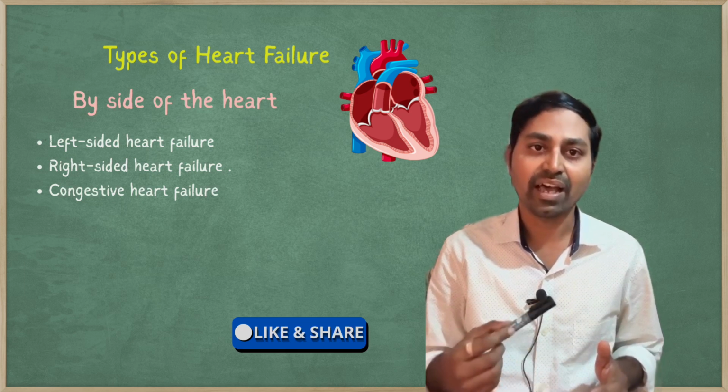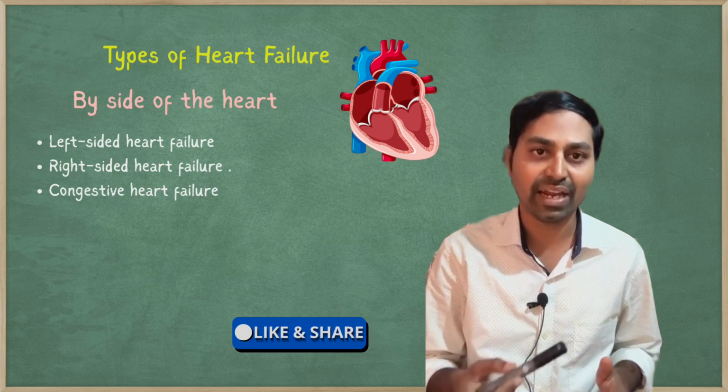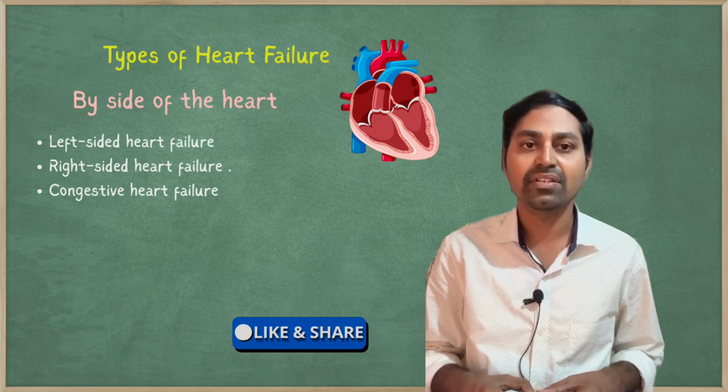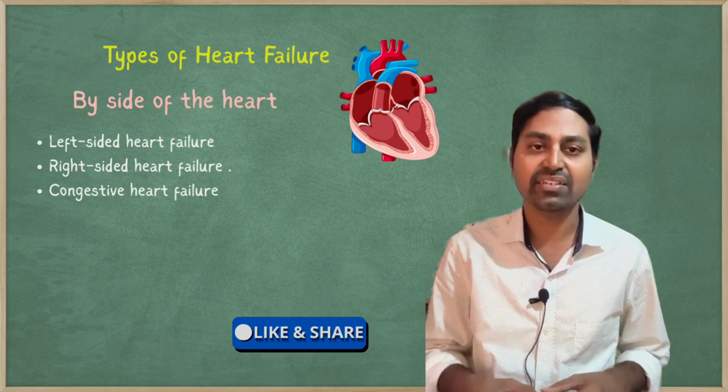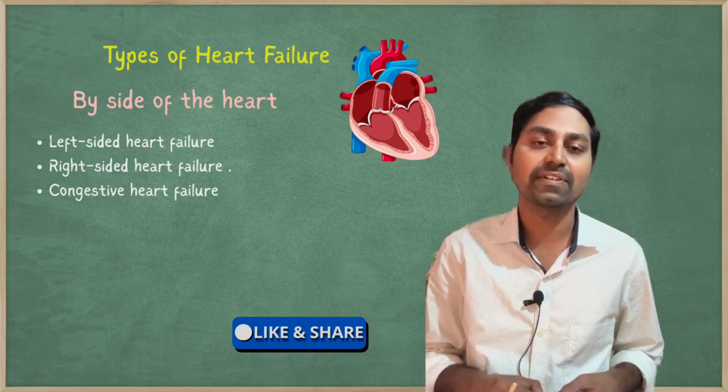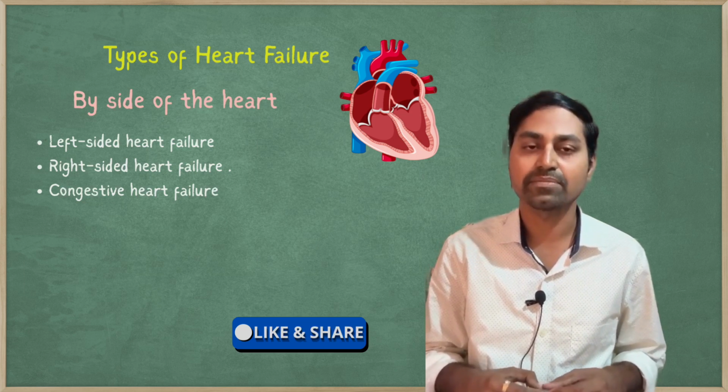Then right-sided heart failure is the one in which right side of the heart is failed, that is right atrium and right ventricle. Then the third classification is congestive heart failure where both sides of hearts are damaged or affected.